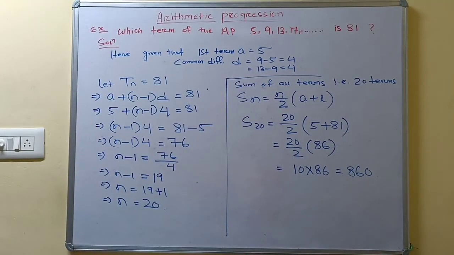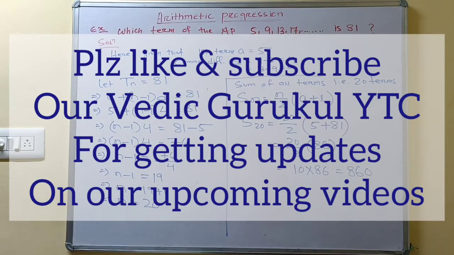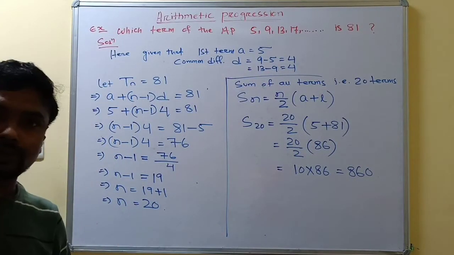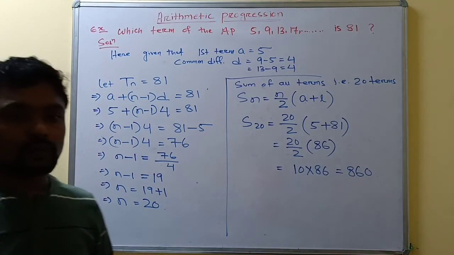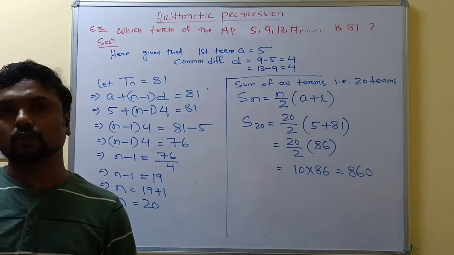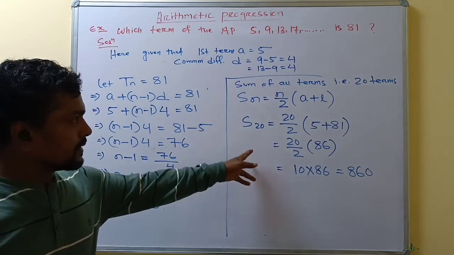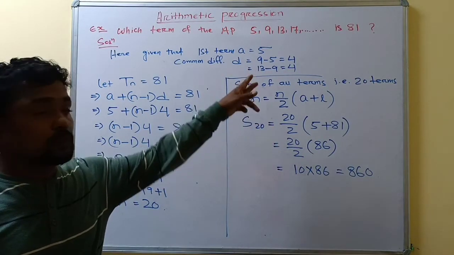Okay students, in this formula Sn also you will find the answer. If you want to put the other formula, that is n by 2 whole into (2a plus (n minus 1)d), you will also get the same answer. Okay, this formula is easy to put here.